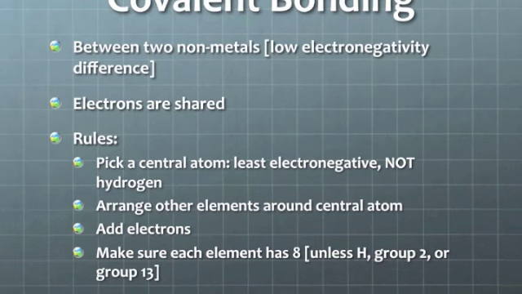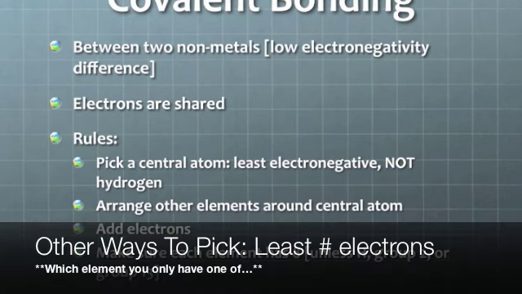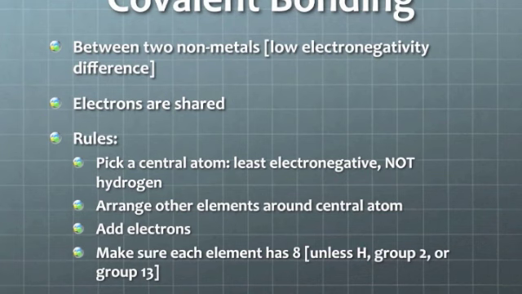You have to pick a central atom. It should be the least electronegative element, unless your least electronegative is hydrogen. It's never going to be hydrogen. Arrange the other elements around your central atom, add in your electrons, and then make sure each element has 8, unless we're looking at hydrogen, a group 2 element, or a group 13 element. Those are happy with less. We'll talk about that in our examples.